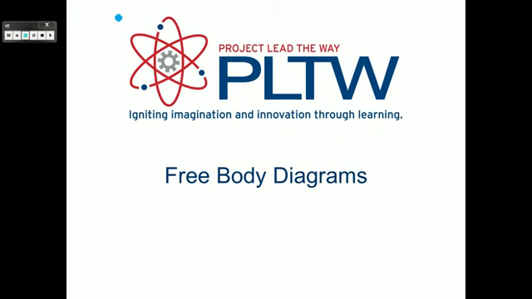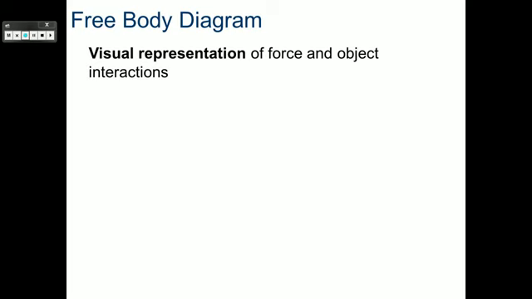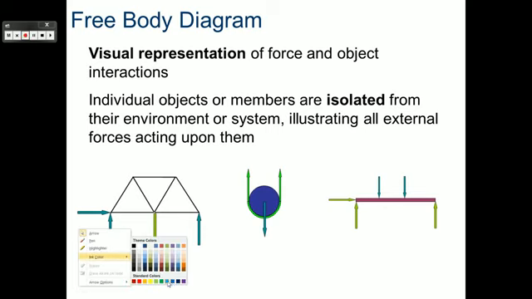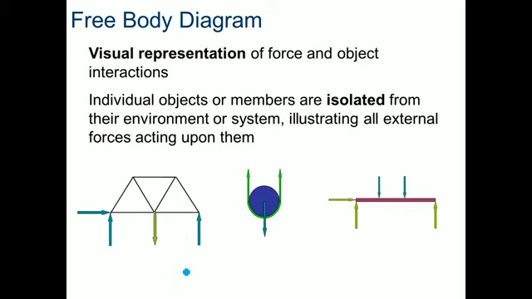This is POE section 2.1.3, free body diagrams. A free body diagram is a visual representation. It's a picture that you draw of force and object interactions, or how forces interact on different objects. So we're looking at individual objects or the members of an object and how they're isolated from their environment or system, showing all the external forces acting upon them.